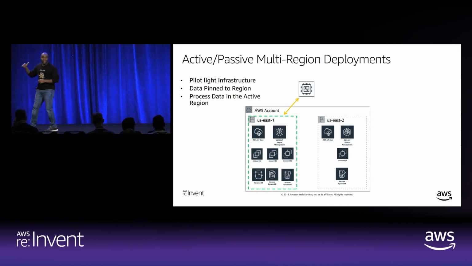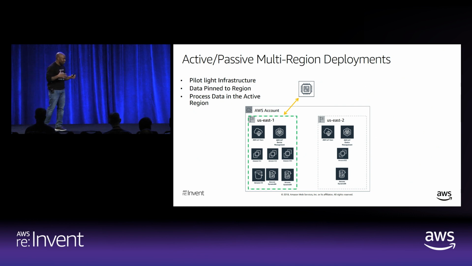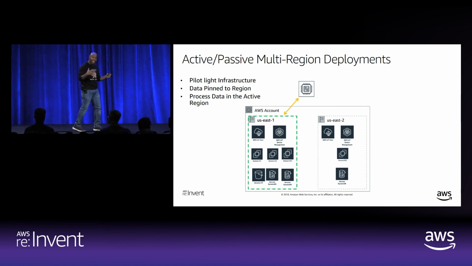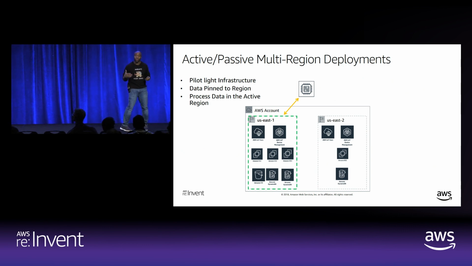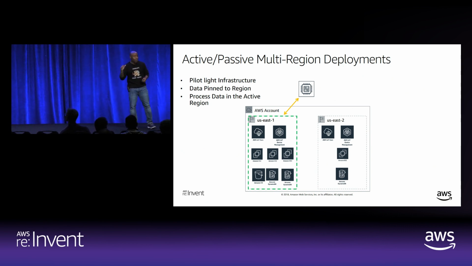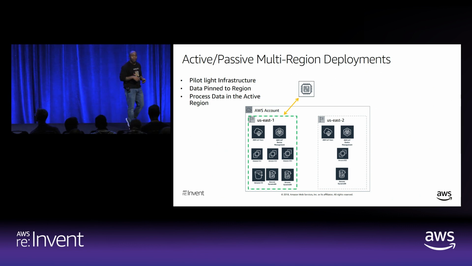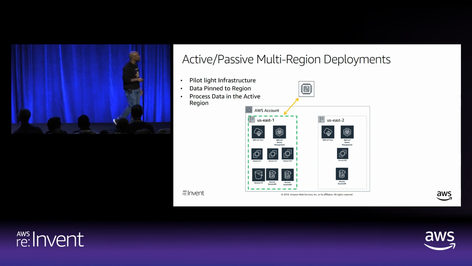Once you get those first two steps out of the way, those are big steps, but they're doable steps. Once you get them out of the way, the rest of active-passive is actually really easy. It's exactly what you do for your traditional applications. You have a pilot-light infrastructure running in your standby region. In this case, it's US East 2.